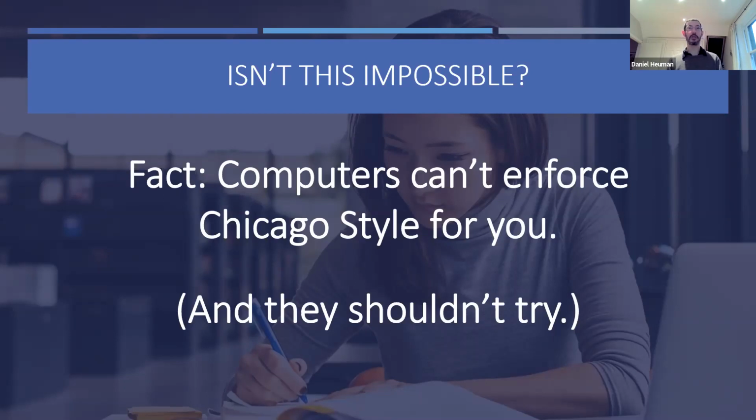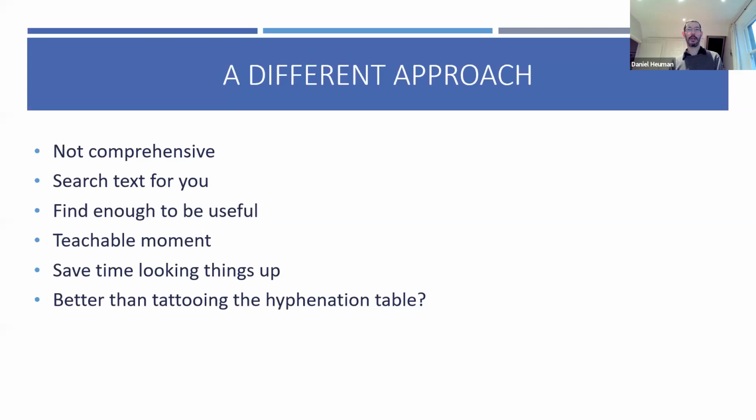No software should be magically enforcing Chicago style. The question becomes, if we accept that those limits exist, if we accept that computers aren't good at this kind of thing, well then what can we do? So the first thing is, let's accept it's not going to have any kind of comprehensive approach. It's not going to be able to cover everything in the Chicago Manual. It's a very thick book on a lot of topics.